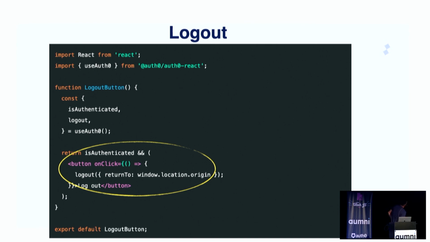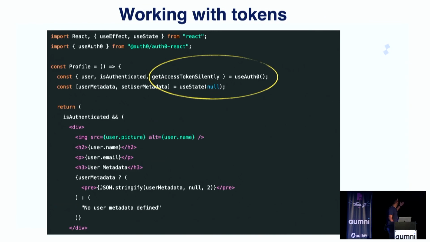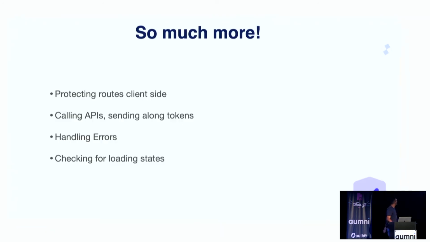If they're authenticated, then we show the log out, which is a function that just comes destructured off of useAuth0. Is that time? Okay, almost done. And it'll redirect them. If you want to work with the ID token, you can get their name. It's just the user off the useAuth0 hook. You can get the access token, same thing, and you can send that onto the fetch request. And there's a lot more.